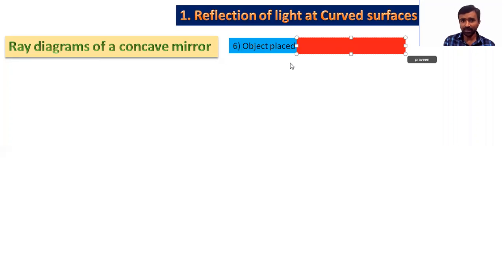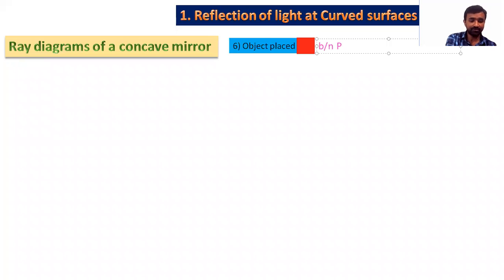Object placed between P and F. P and F. So this is the position for us, right? Next position is between P and F.